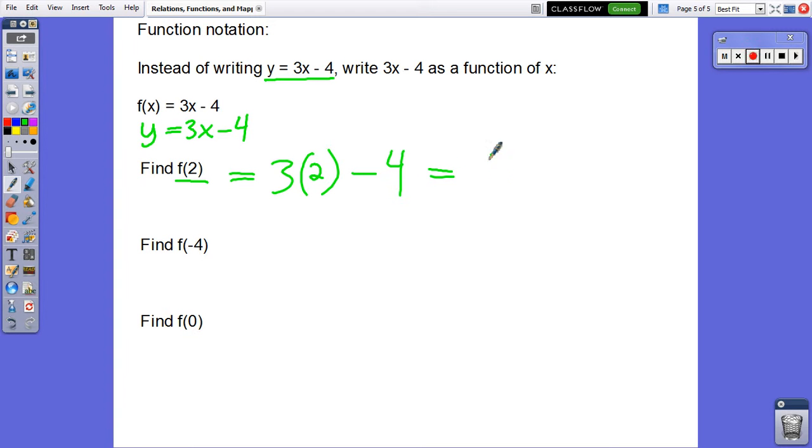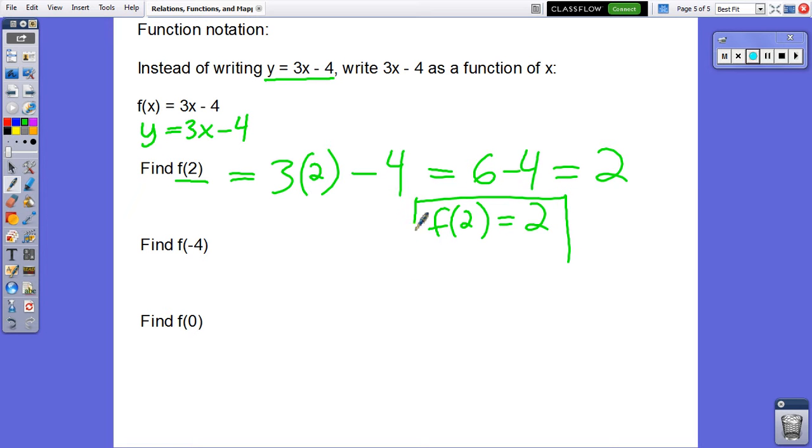3 times 2 is 6. Minus 4 gives us 2. So what this tells us is that f of 2 is 2. So we plugged in 2 for x, and then when we worked that out, we got 2 for y. So this right here is equivalent to saying we have a coordinate point 2, comma 2. Plug in 2 for x, we get 2 for y.